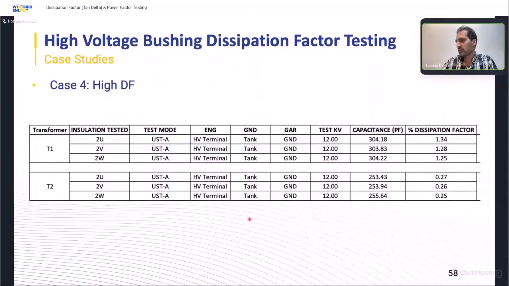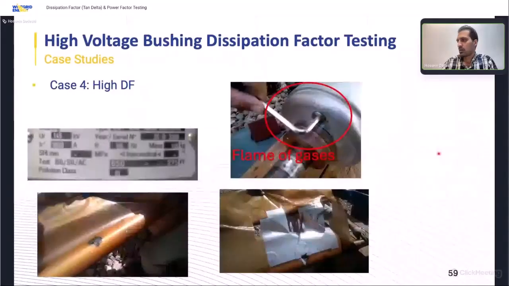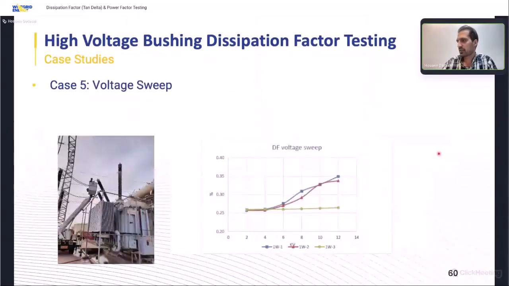Other cases related to the high value of DF: these two transformers are in parallel, but the dissipation factor for one of the transformer bushings is really high for all three phases. And this was the problem: internal short circuit, gas generation, and problems like that.